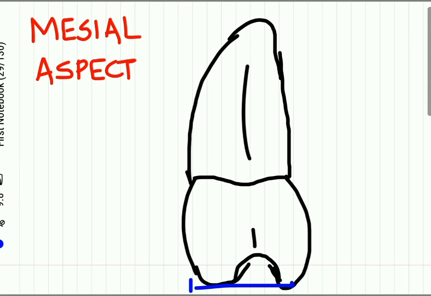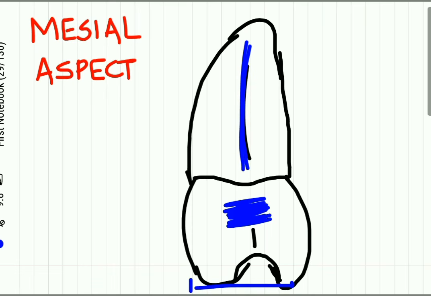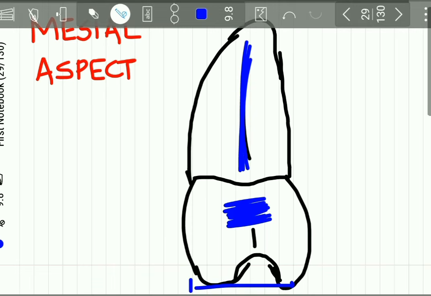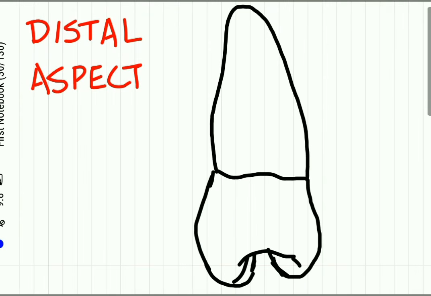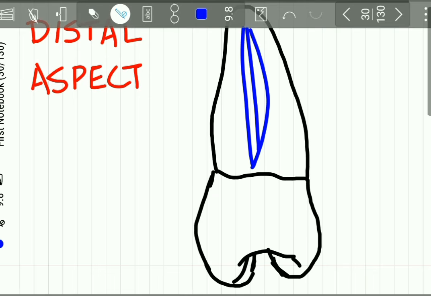The developmental depression which we have discussed in the first premolar, and the marginal groove which was present in the maxillary first premolar, are totally absent from the second premolar. The root shows a shallow developmental depression. From the distal aspect, the distal root depression is deeper than that on the mesial root, and no other distinguishing feature may be seen on the distal root.